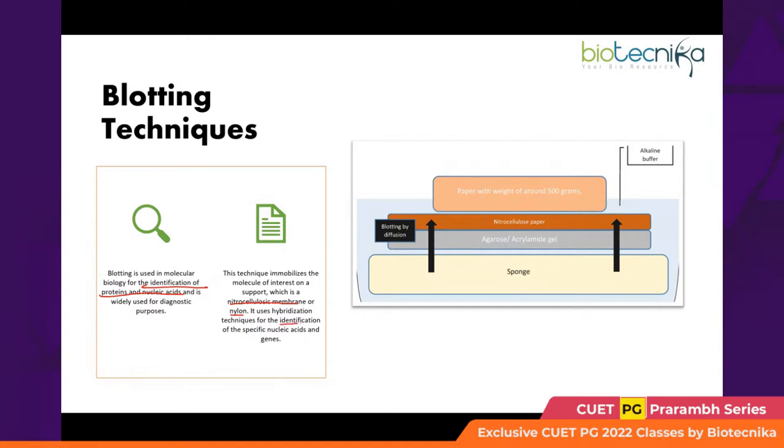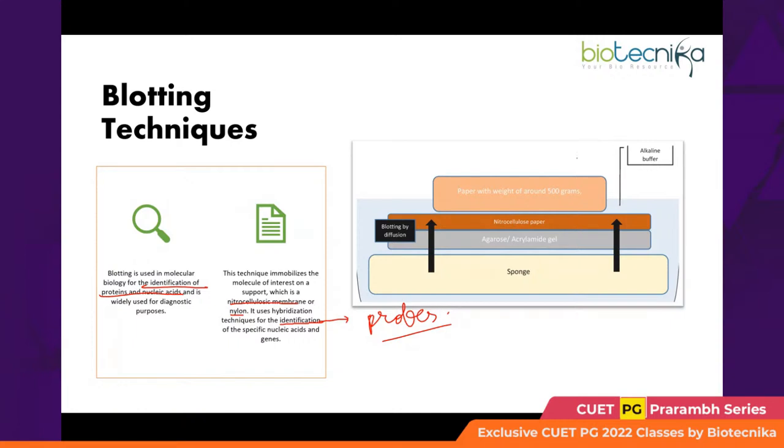So for the identification, we will simply be using probes. Probes are short oligonucleotides which are labeled with a certain label. It can be labeled with a radioactive element or a non-radioactive element, which will help us in tracking its actual position.